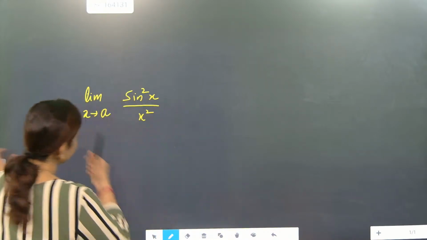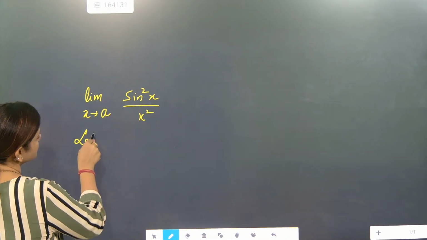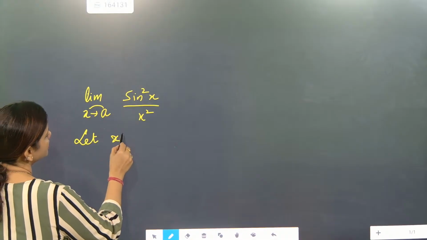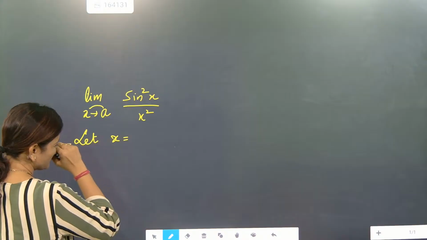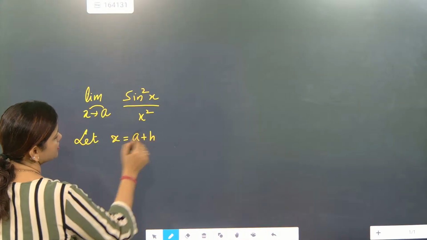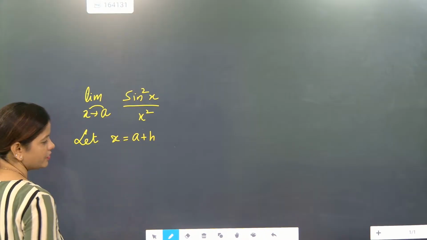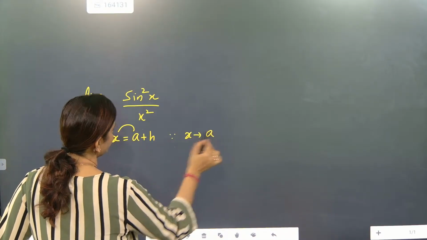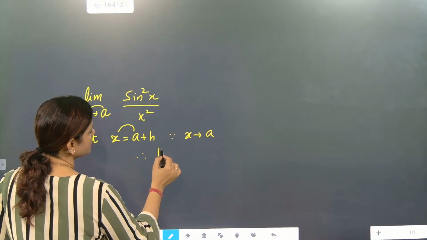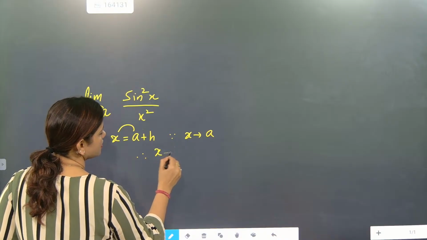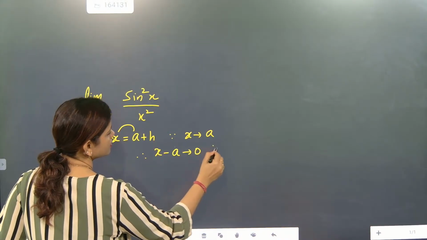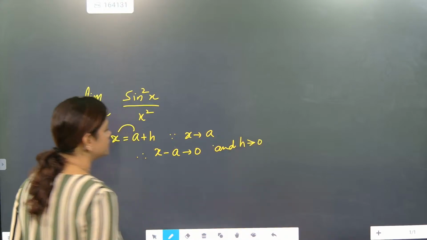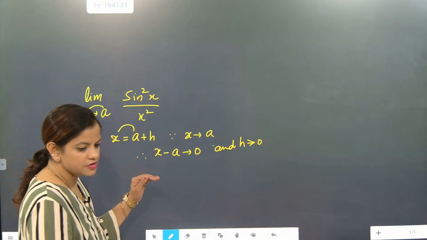Now look here, beta. Let us first shift this one to this side. So what will it become? Let x is equal to a plus h. Anything constant we are going to write. Then this part will shift. Since x tends to a, therefore x minus a tends to 0 and h will be tending to 0. Check this very carefully, children. This is the most important thing.